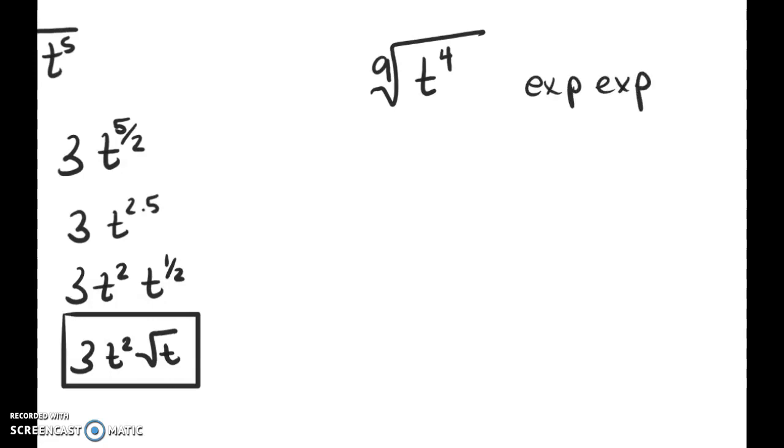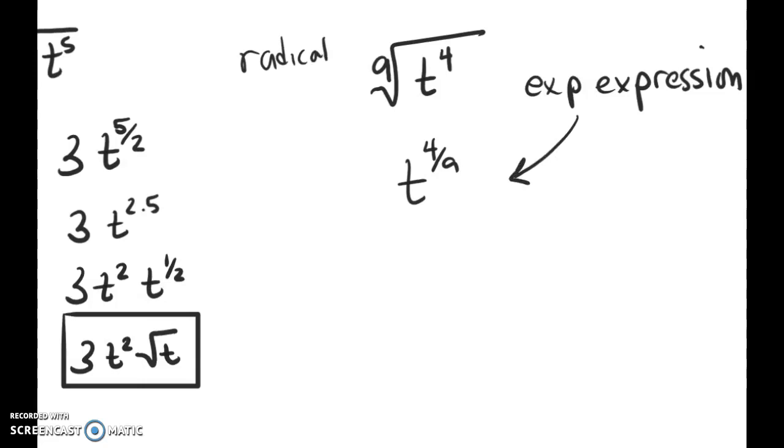The index becomes my denominator. So t to the 4 over 9. The 4 stays as the numerator, and this would be the denominator. So this is written in radical form, and this is written as an exponential expression. And it can come in handy to use sometimes.